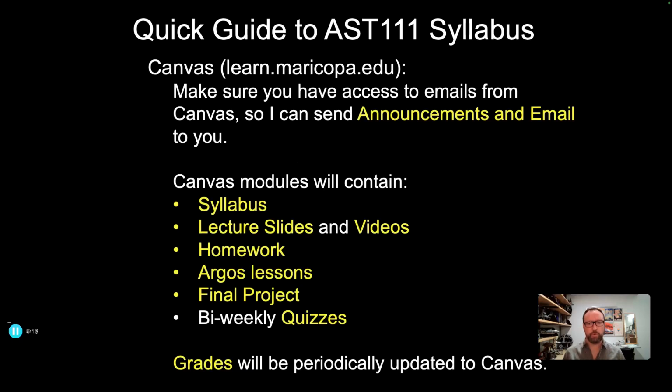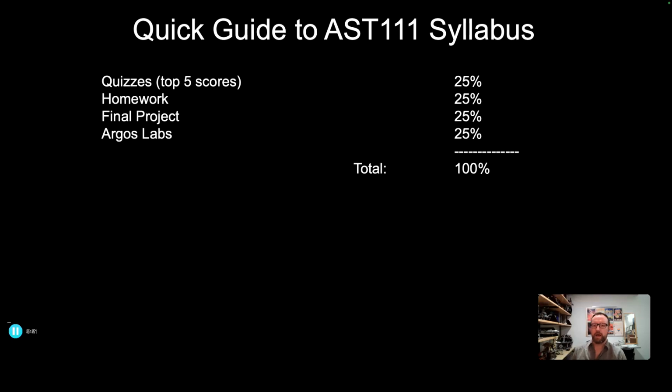Everything through the class will be linked through Canvas. So you're just going to go to Canvas. That's how I'll email or send announcements to you. It's how you'll email me. It's got everything: the syllabus, links to my lecture videos, the homework, the quizzes, the final project, and it's where I will link you to Argos. So you don't need to go to the Argos website. All the lessons will be linked through Canvas. And I'll show you that here in a second. And then it's got the grade book, so you'll always know what your score is in the class.